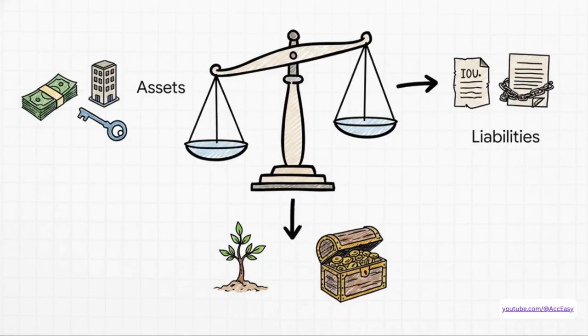Okay, so where do these permanent accounts actually live? You'll find them right on the balance sheet, and they come in three main flavors. First, you've got your asset accounts. That's all the stuff your business owns, like cash or inventory. Then you have liability accounts. That's what you owe, like loans. And finally, there's equity. Think of equity as the business's net worth, right? It's what's left for the owners. And a big part of that is an account you'll hear a lot about called retained earnings.